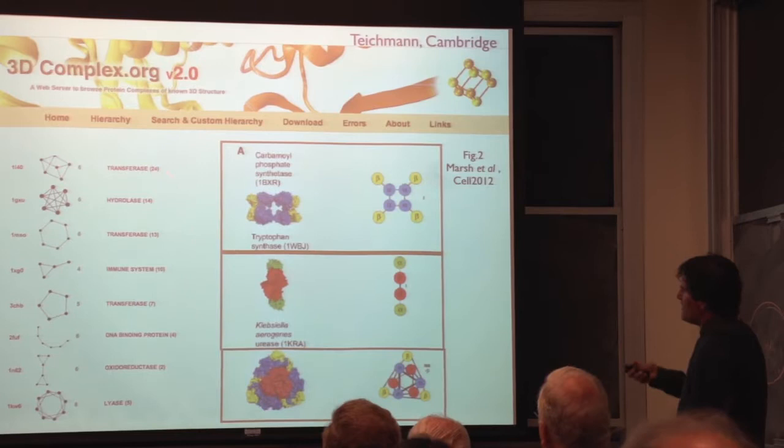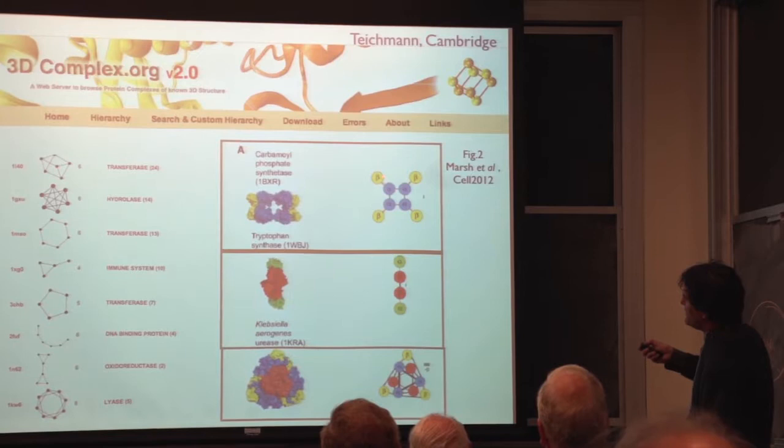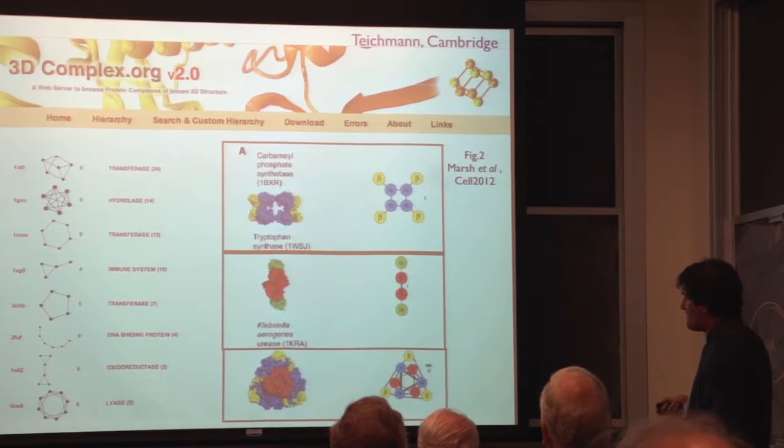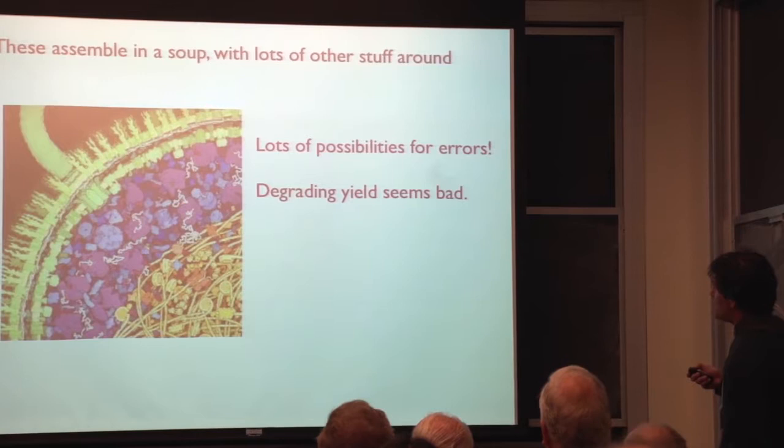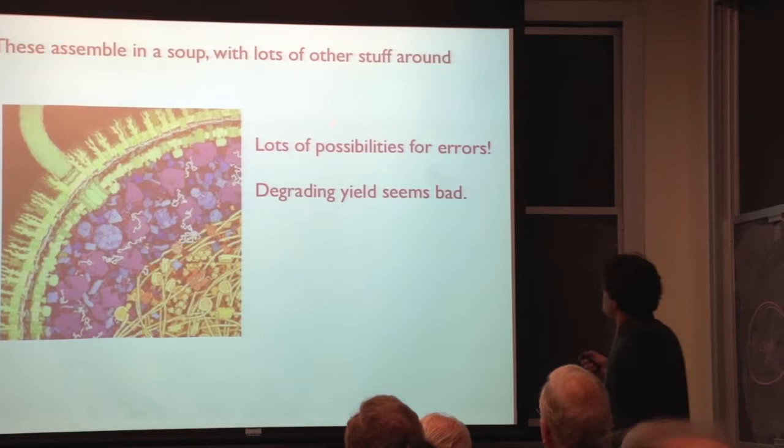Now, of course, when you see a structure like this, beta and alpha have a specific binding site that allows them to stick in this way. And anyway, this is all over the place. I already said this, but it's worth saying again: these all assemble in a soup. This is a popular picture of the soup inside of a cell. So there's lots of other stuff around. It's very hard to make stuff that doesn't stick to other stuff. I'll talk about this in a minute.